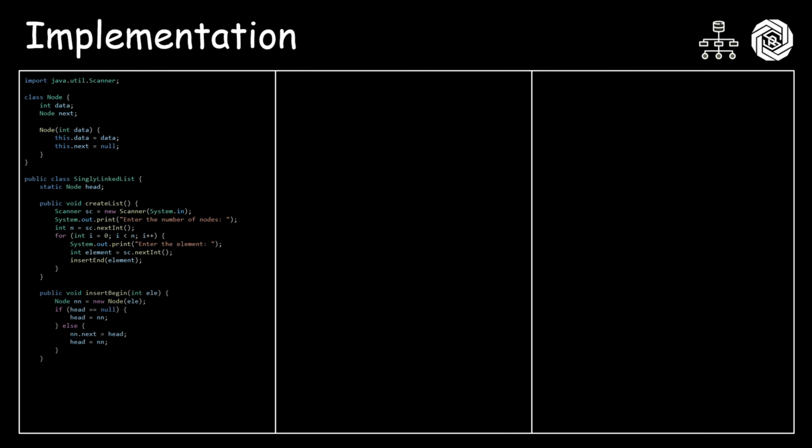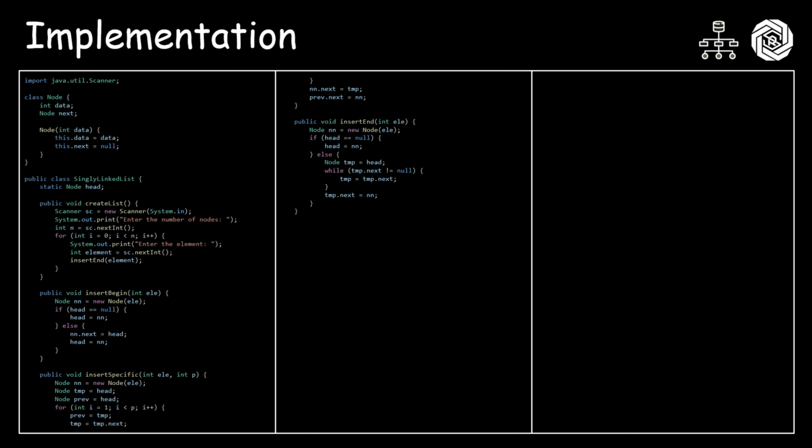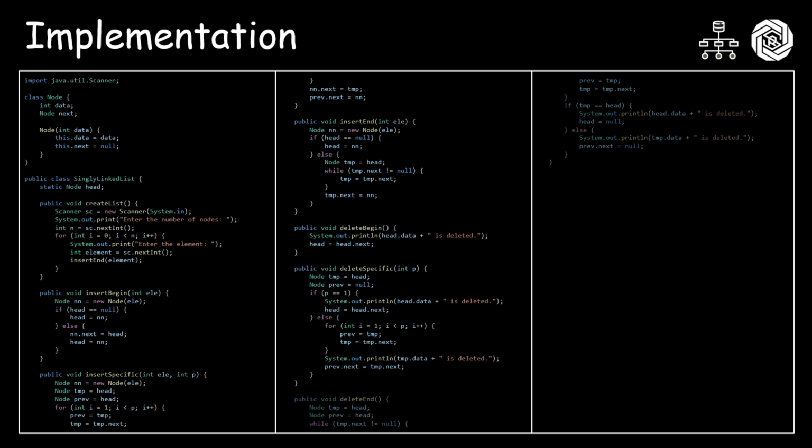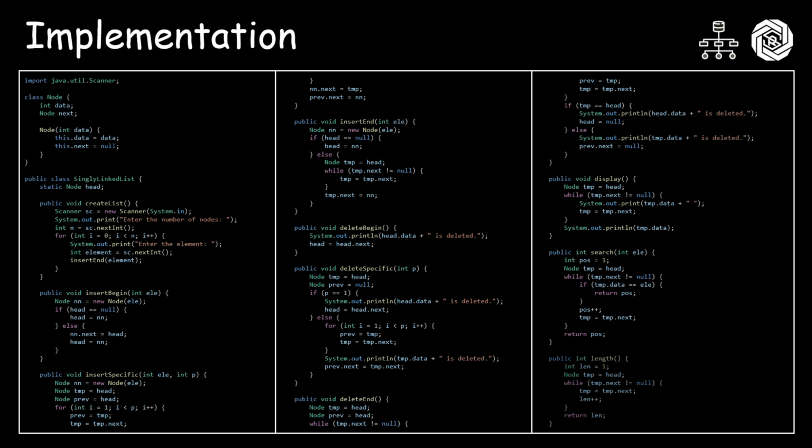Now the Java code shows how the algorithm is translated into an actual program. I have already covered the node class. The singly linked list class contains all the methods we just discussed. Create list, insert begin, insert specific, insert end, delete begin, delete specific, delete end, display, search, and length.